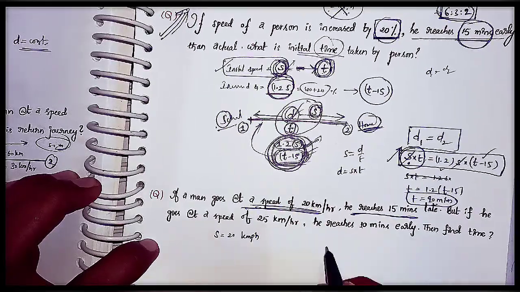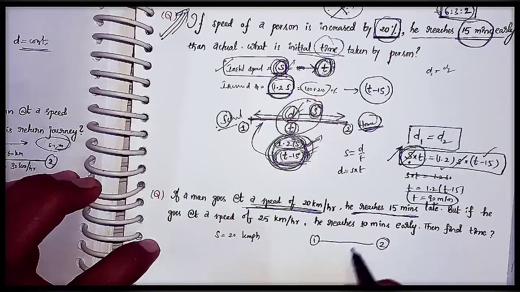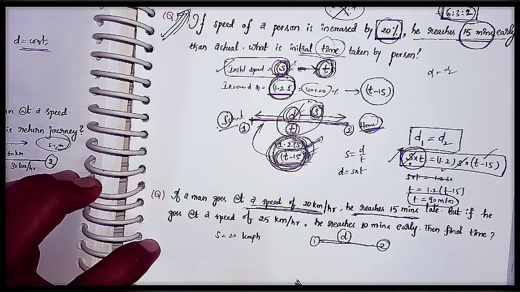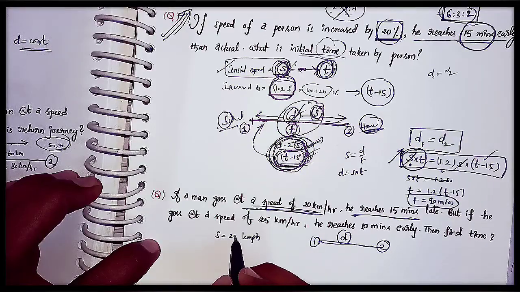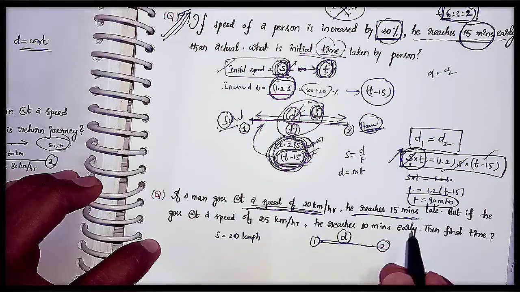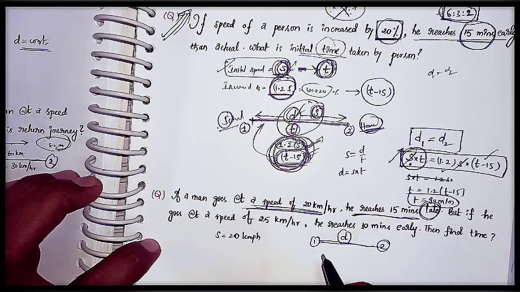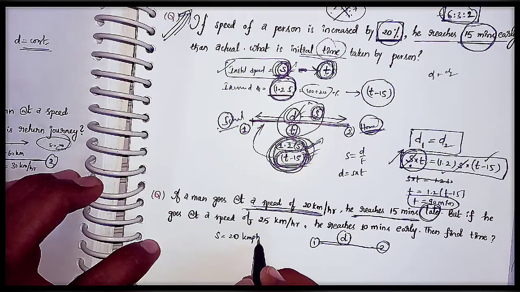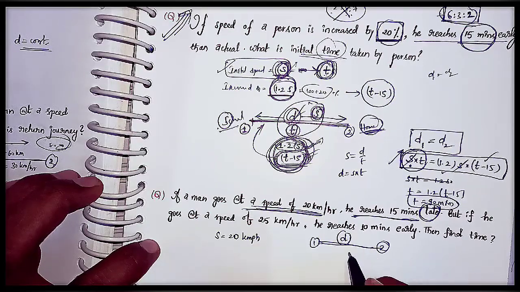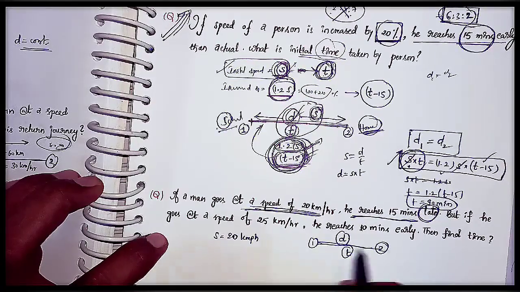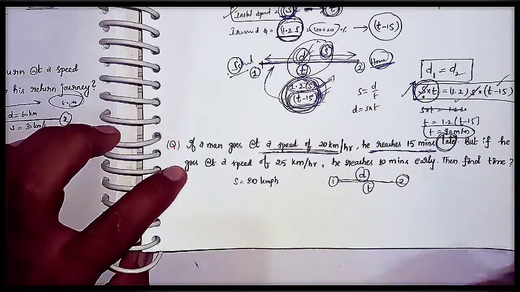If a person travels from point 1 to point 2, this is the distance d from 1 to 2. If he travels at a speed of 20 km per hour, he reaches 15 minutes late. That means he should travel faster than 20 km per hour to cover the distance at the exact time t. But because his speed is less, he is taking more time. That means 15 minutes late. Late in the sense that he is taking more time.